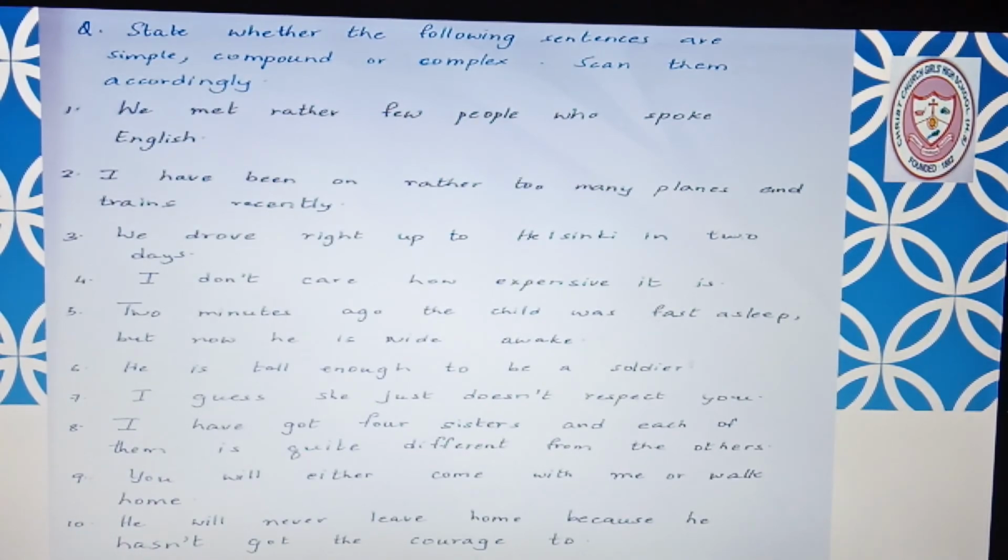Sentence 5. Two minutes ago, the child was fast asleep, but now he is wide awake. Sentence 6. He is tall enough to be a soldier. Sentence 7. I guess she just doesn't respect you. Sentence 8. I have got 4 sisters and each of them is quite different from the others. Sentence 9. You will either come with me or walk home. Sentence 10. He will never leave home because he hasn't got the courage to. You have to solve these examples and see whether you are able to identify what kind of sentences these are. Try to follow the examples I have given you and practice, because after this we do transformation.